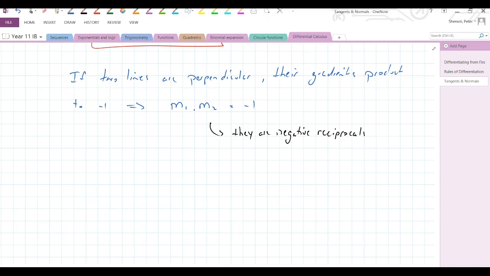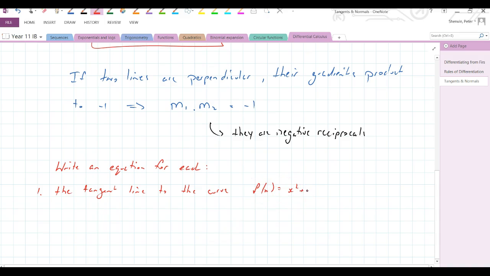We're coming from page 205, so we're going to write an equation for each line. So 1, we're going to go for the tangent. We're looking at the tangent line to the curve f of x equals x squared plus 1 at the point 1, 2.